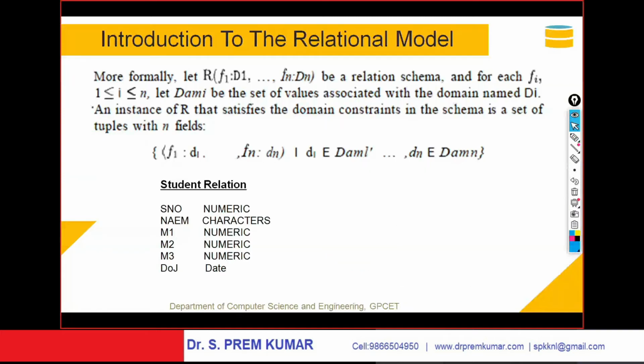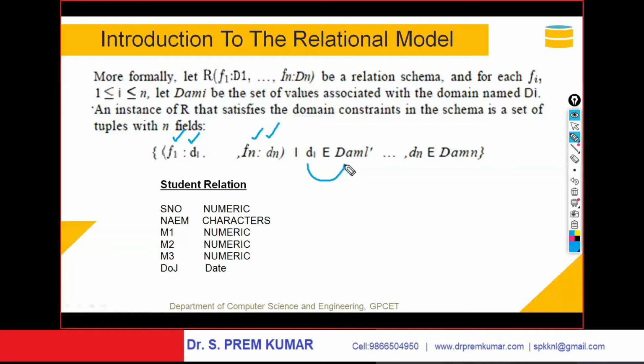Alright? Now observe here: introduction to the relational model, as I just explained. A relational model contains field F1 which belongs to domain 1, F2 belongs to domain 2, F3 belongs to domain 3, and so on, Fn belongs to domain n, where D stands for domain.